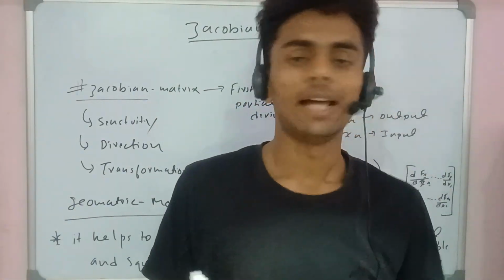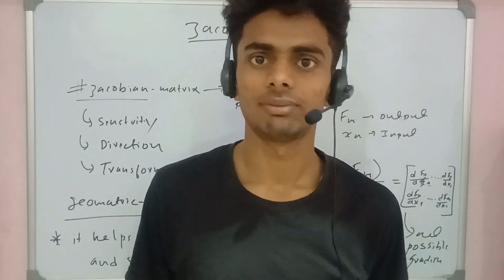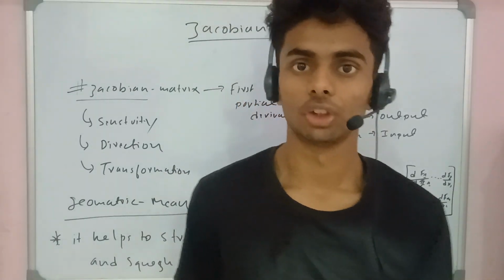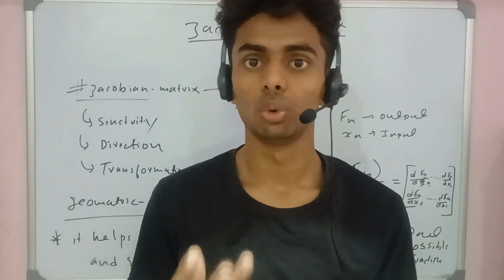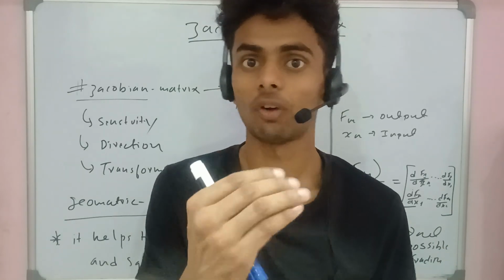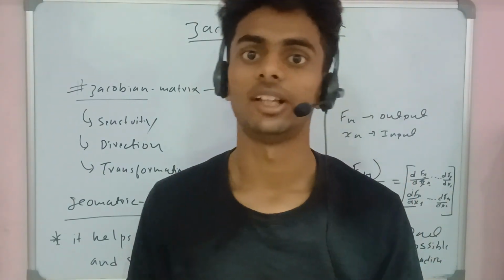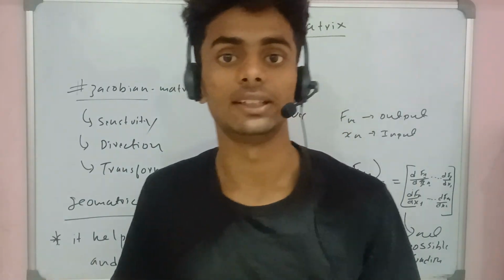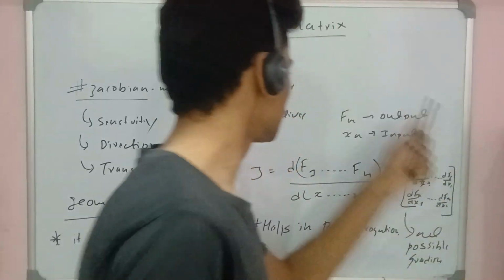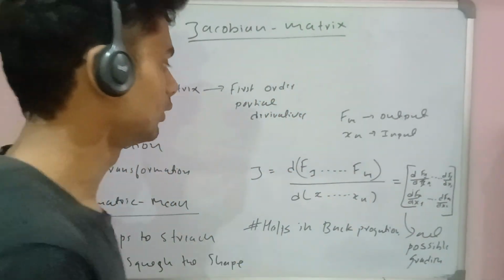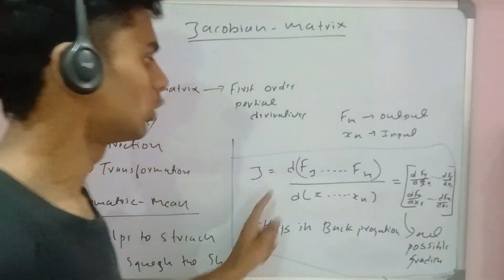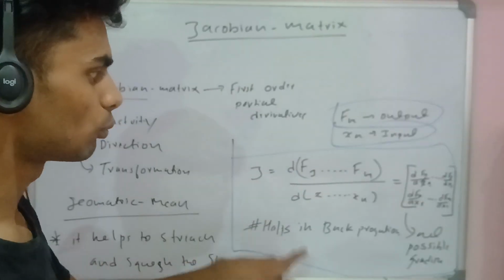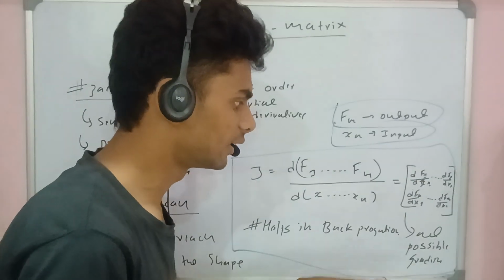In this case, we don't deal with manual data, but here we take functions. Let's suppose a function of input and a function of output. If we want to know their sensitivity to each other, we need to find the first-order partial derivatives. So we take the partial derivative of fm, the output, with respect to xn, the input, and we get all the possible gradients.